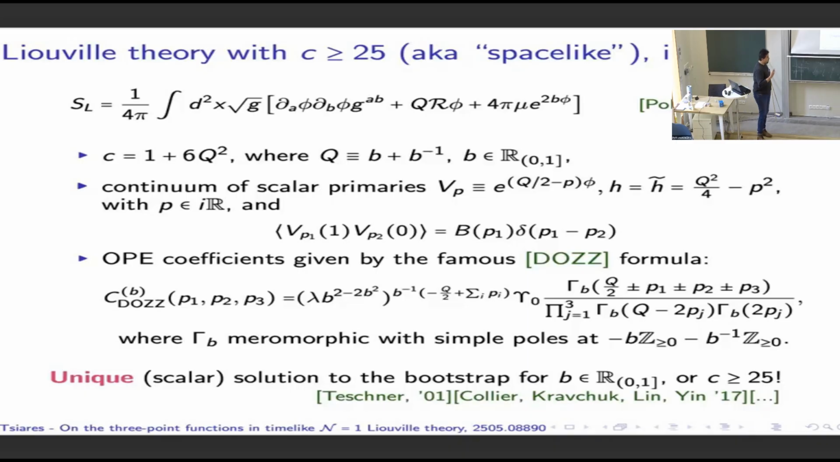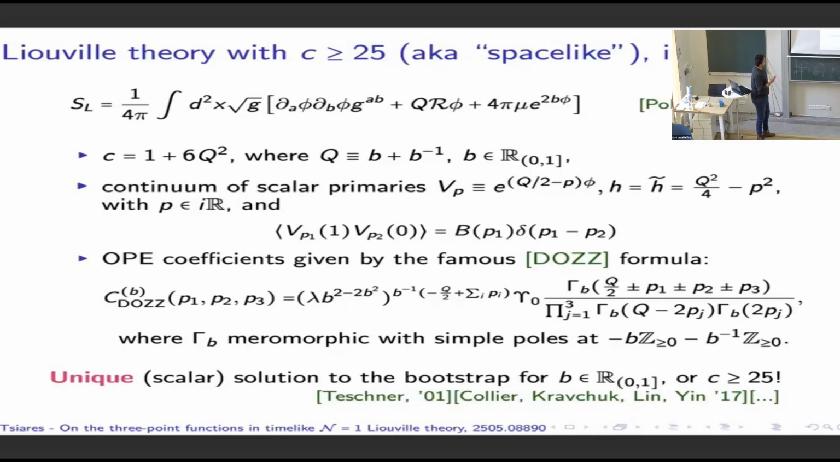So Liouville theory, I want to view it as a special example of these constraints. Many things were introduced in the previous talk, so I don't need to say much. Even though I wrote the action here, I will be viewing Liouville theory as what is usually called, in physics jargon, space-like Liouville theory, as a particular solution to the bootstrap with central charge given by this usual parametrization that we all like.